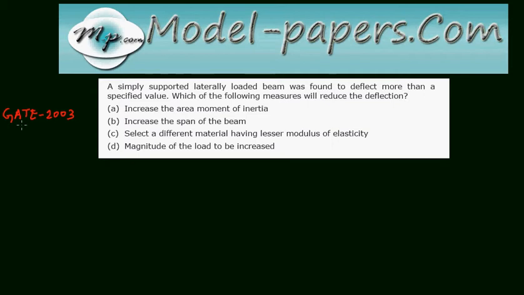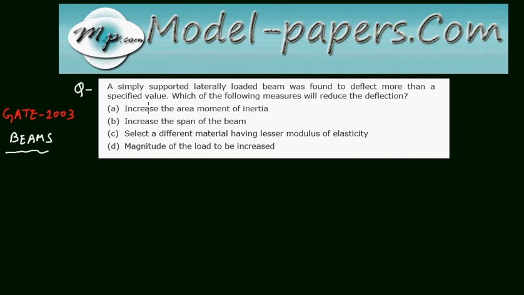This problem is from bending of beams. Let us have a look at the problem statement. A simply supported laterally loaded beam was found to deflect more than a specified value. Which of the following measures will reduce the deflection?